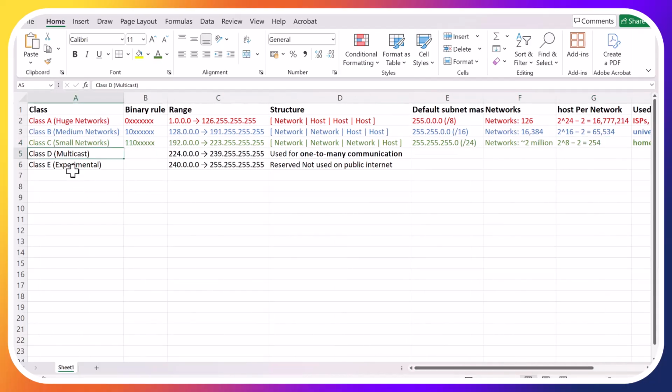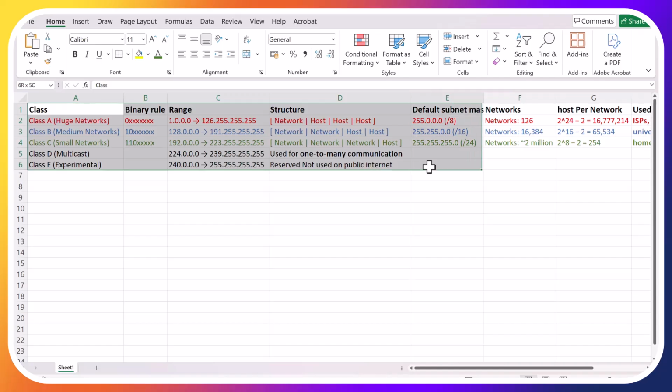Okay. Now class D is for multicast, right? So this is the range for multicast and used for one-to-many communication. Now one-to-many communication we have seen, right? In cases like video streaming, game streaming, some stock market data streaming, all these purposes are used for multicast. So those can use this IP. Now class E is for experimental purpose. Those are reserved and not used for public internet. So the range is something like this. Okay. So this is one of the representations which will give you all the idea.